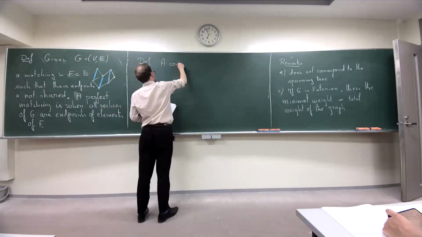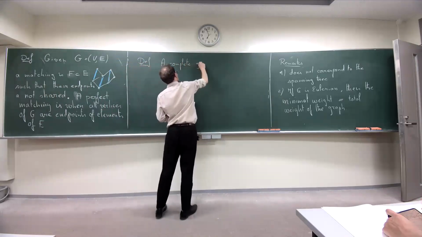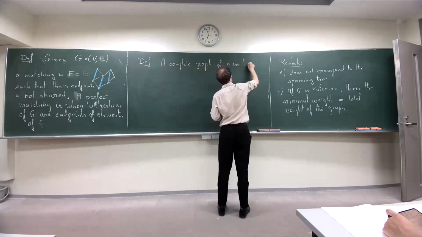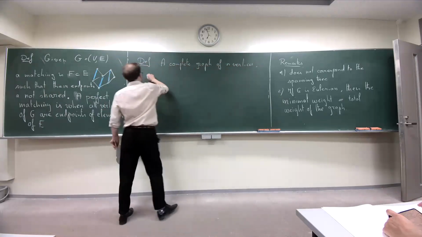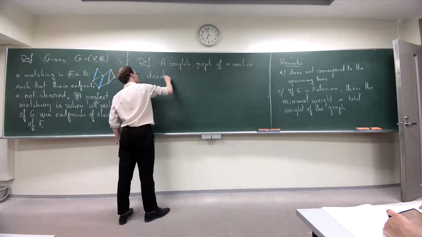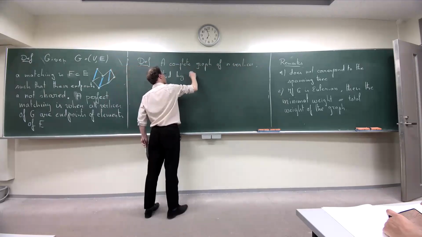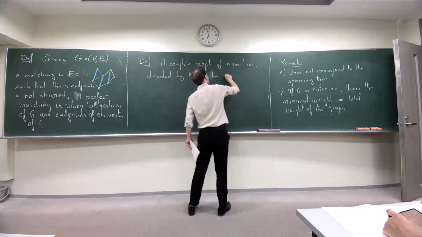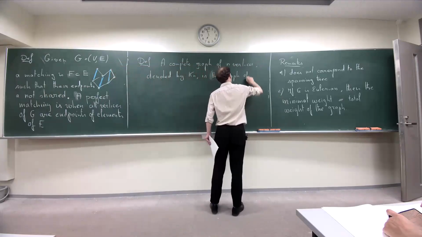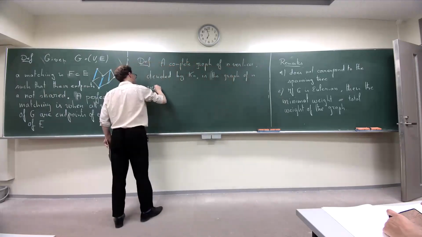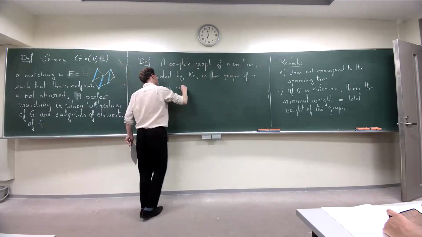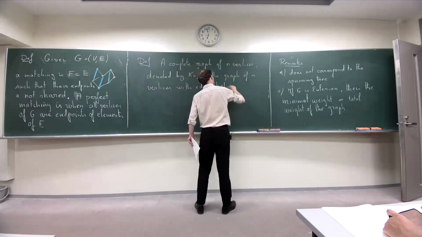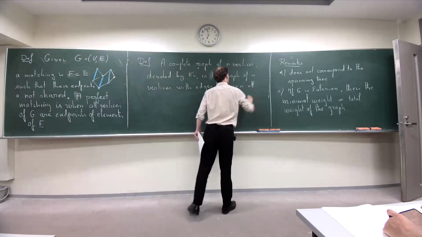A complete graph of n vertices is denoted Kn. Kn is a graph, there is only one, the graph of n vertices with edges between all of them, between all vertices.